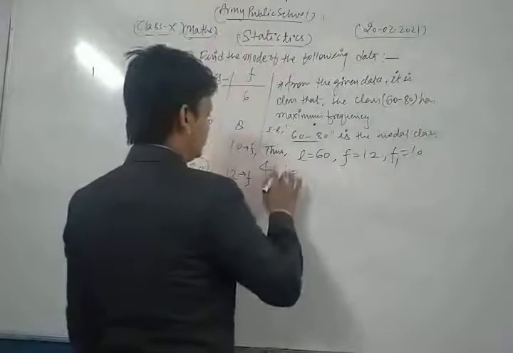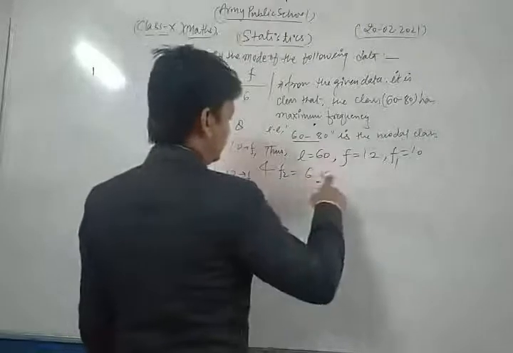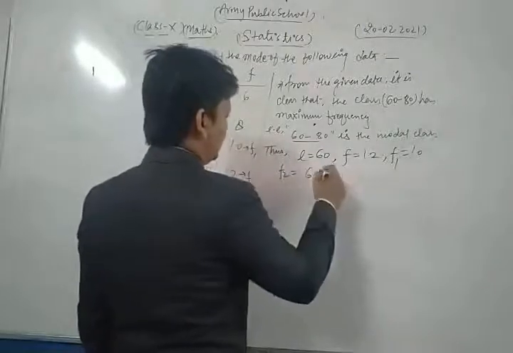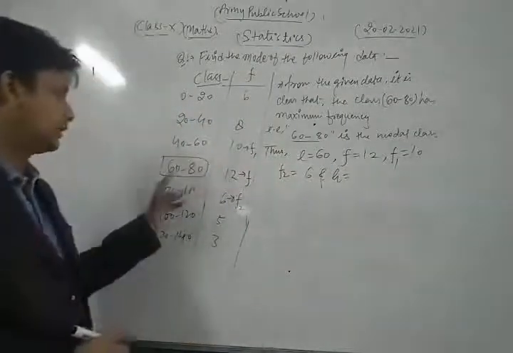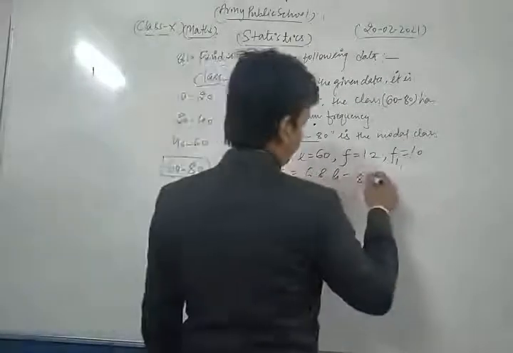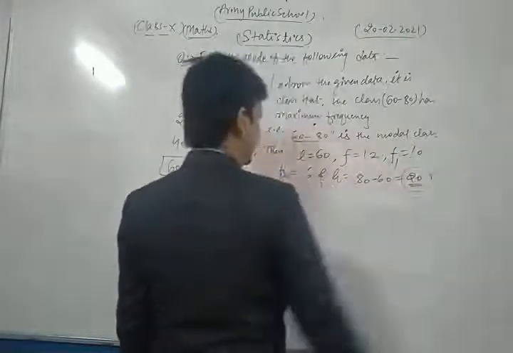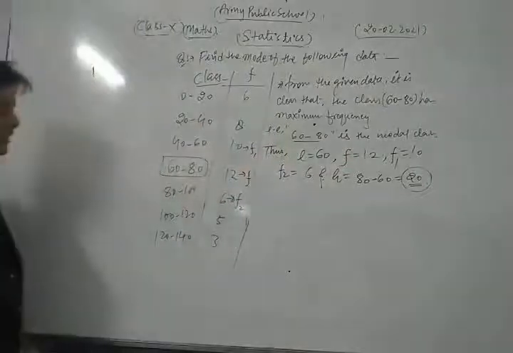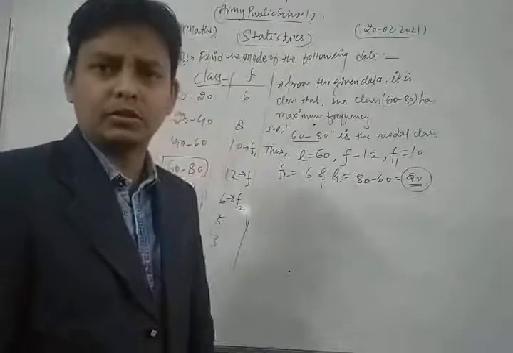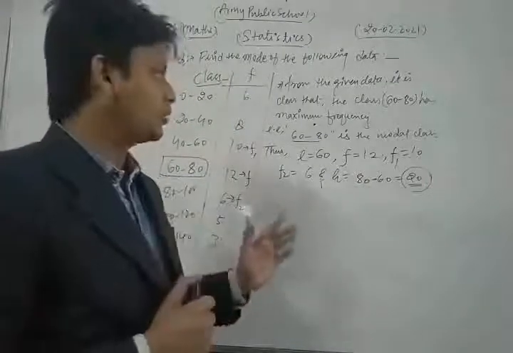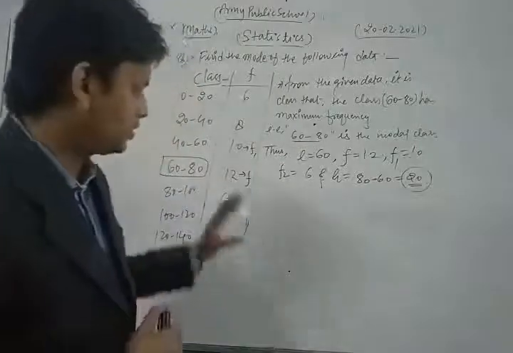F2 is 6. And finally the value of H. This is the class size of the modal class, and the class size is 80 minus 60, that is 20. So 20 is the class size of the modal class. In this way we write all the important information related to that data.